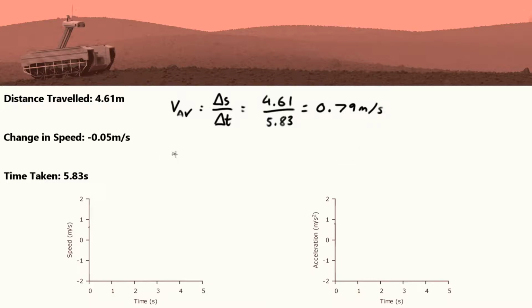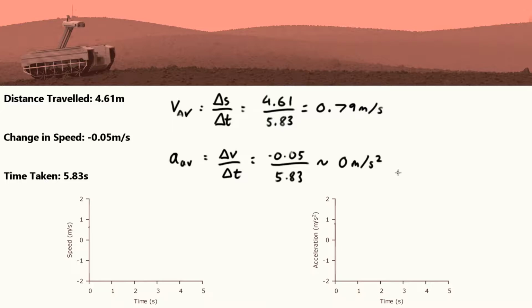Secondly, let's work out the average acceleration, AAV. This is equal to the change in speed over the change in time. Now, when we sub in our values, we get this. When dividing such a small number by a fairly large number, this is going to be almost exactly 0. So therefore, I'm just going to write approximately 0 meters per second squared.